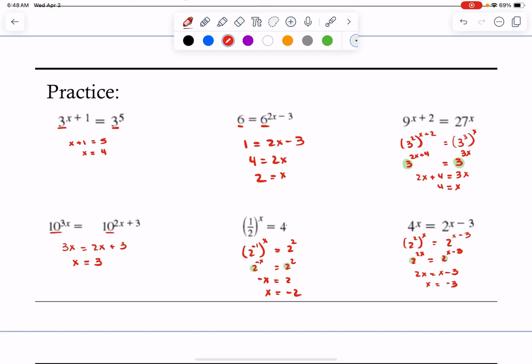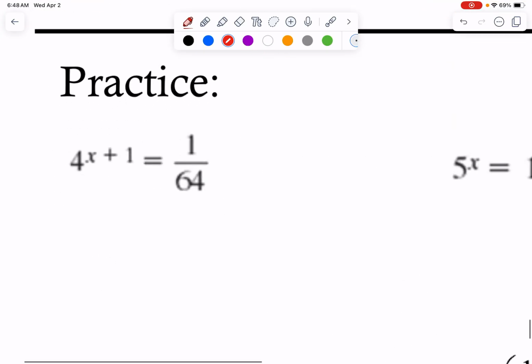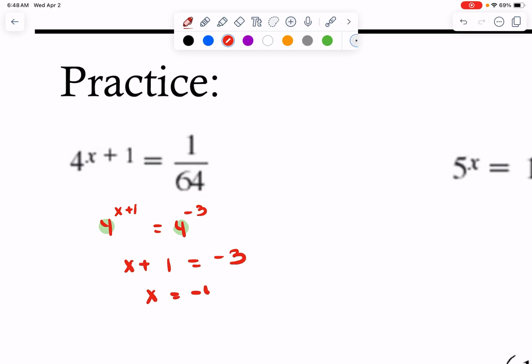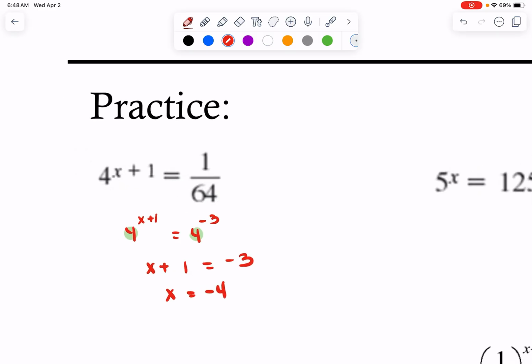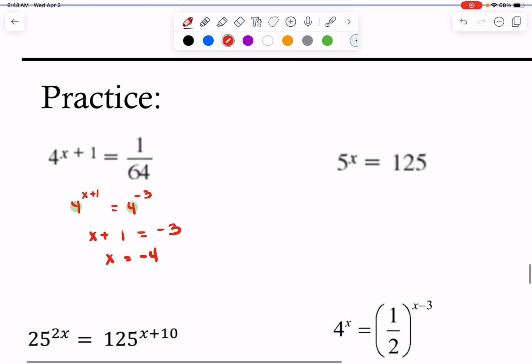Okay, let's try one more set, and let's look at this one. Now notice I can rewrite 1 over 64 as 4 to the negative 3. Okay, now that the bases are the same, I can set this equal to each other, and we're going to move it so I get -4 there. Let's look at the next one.